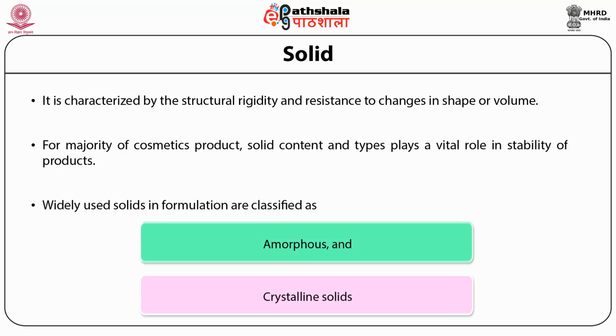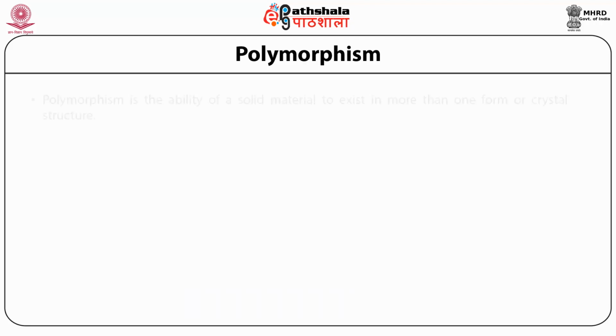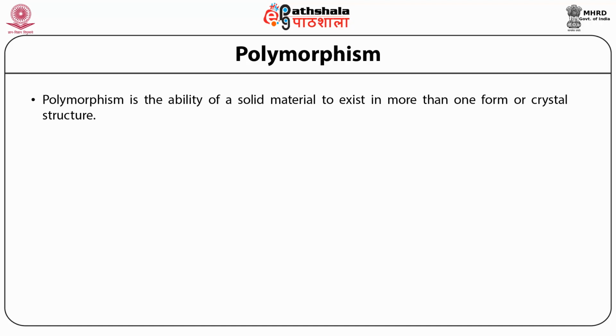When the atoms are tightly bound to each other in a solid in a regular geometric lattice, it is a crystalline solid, or if irregular, it is termed an amorphous solid. Coming to polymorphism, which is the ability of a solid material to exhibit more than one form or crystal structure.